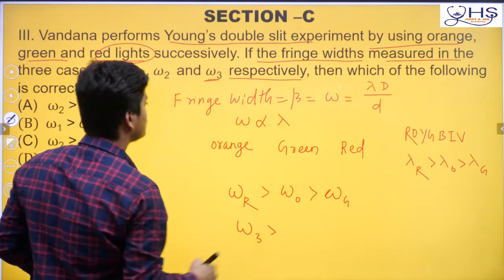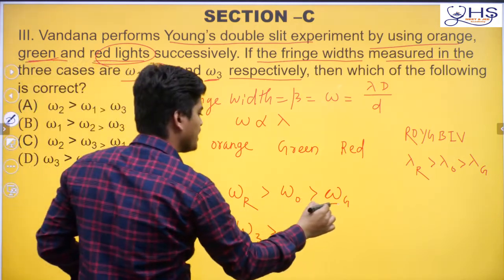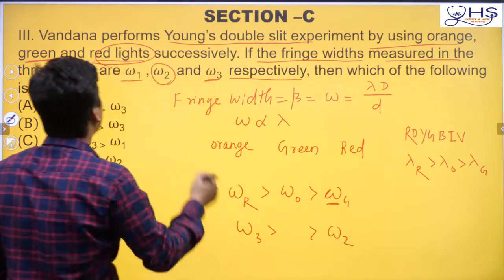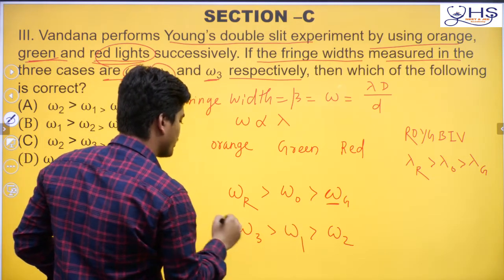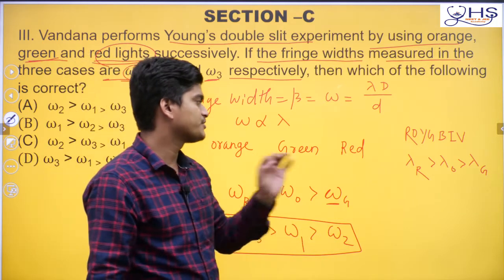Then for green it is given omega 2, so for green I can write omega 2. And for orange color it is given omega 1, so you can write in the middle omega 1. So omega 3 is greater than omega 1, which is greater than omega 2. This expression is coming.